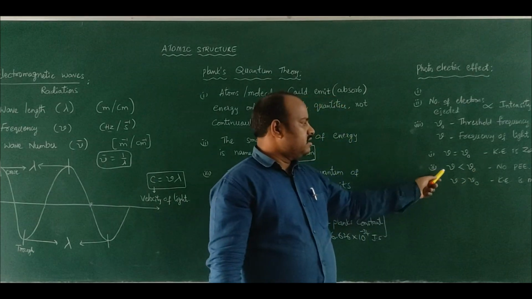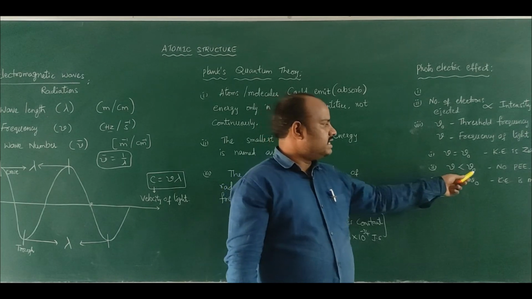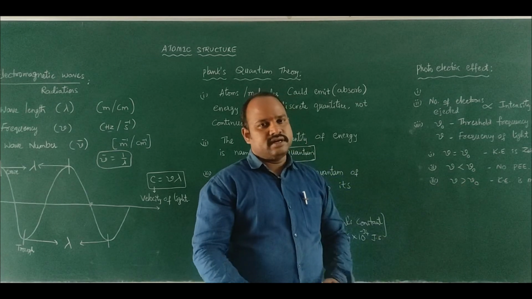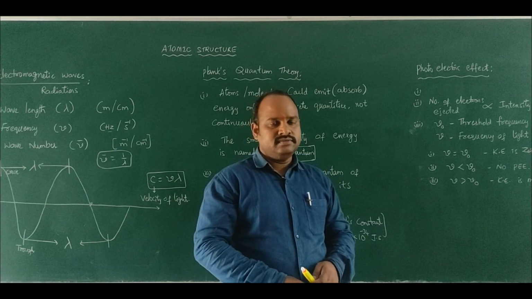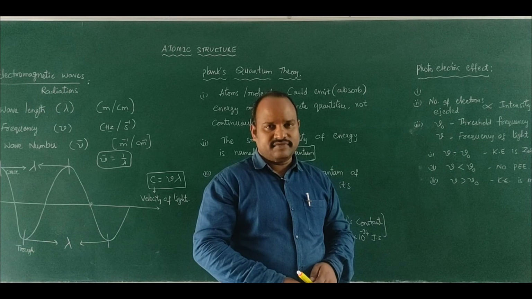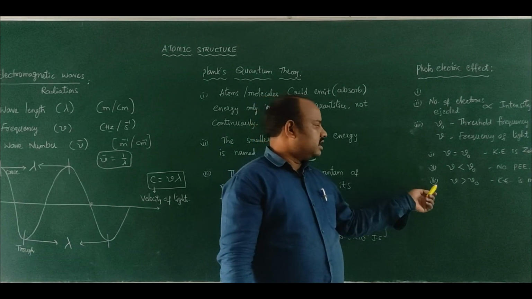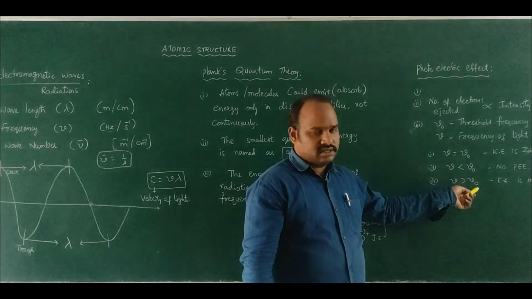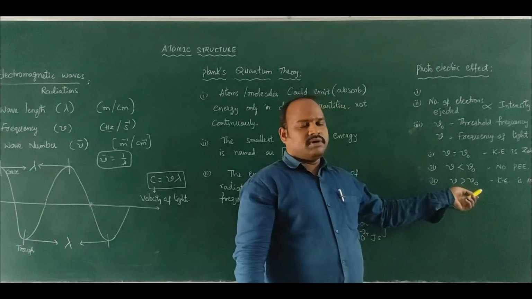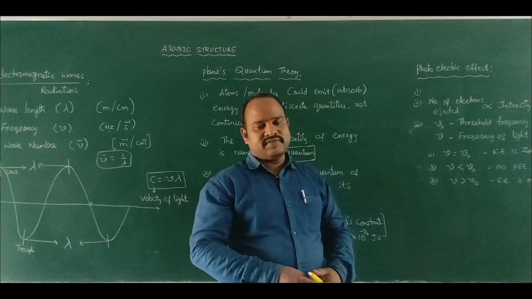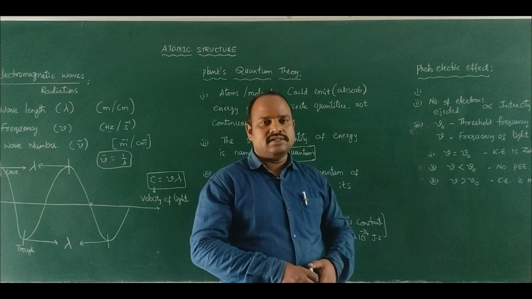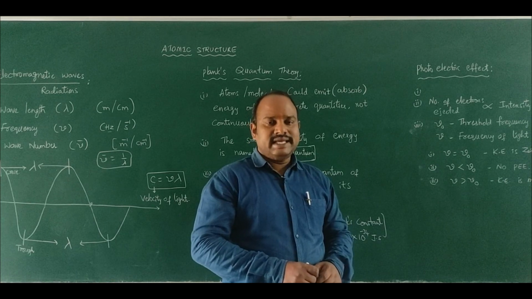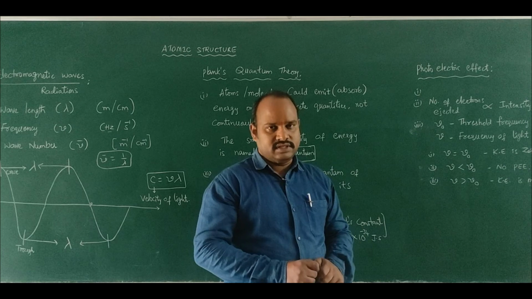In the second case, when the frequency of light is less than the threshold frequency, what happens? The ejection of electrons does not take place. That indicates there is no photoelectric effect. In the third case, when the frequency of light is greater than the threshold frequency, the electrons are ejected from the metal surface and the velocity of the electrons increases. That indicates the kinetic energy of the electrons increases by increasing the frequency.